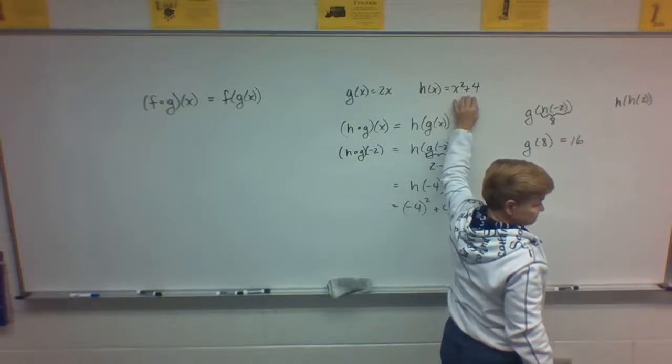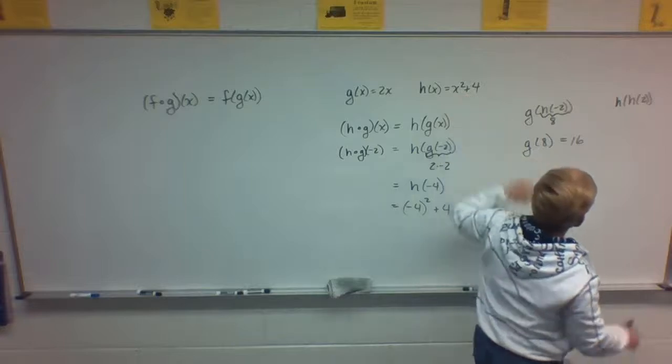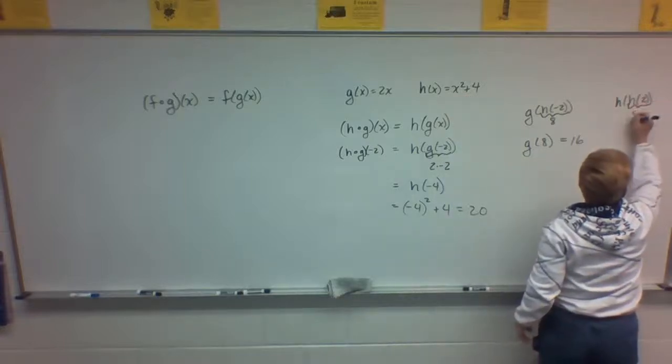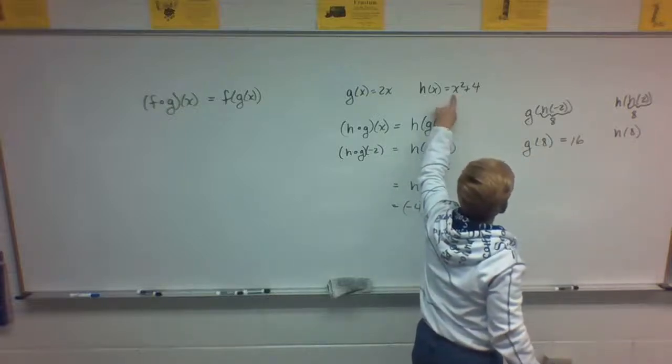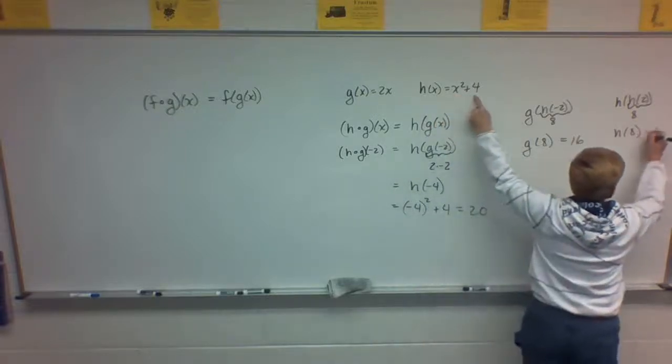Did I lose anybody on that? H of 2 is 8. So this result is 8. So now I got to find H of 8, plugging it back into the exact same thing. That'll be 64 plus 4 is 68.